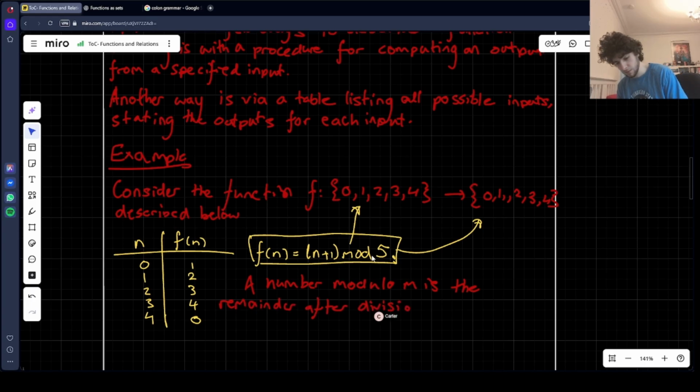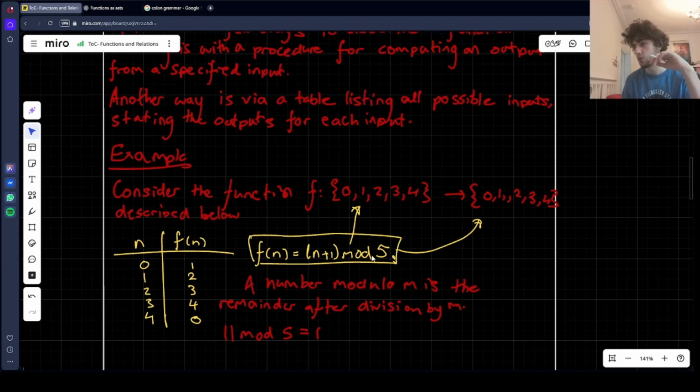So for example, 11 modulo 5 is going to be 1, because you divide it by 5 and the remainder is 1, because it's 5 times 2 plus 1. That's really how mods work: you take a number, you divide it by this number here, which we say m, or in this case is 5, and then you evaluate it and it's going to be 1.